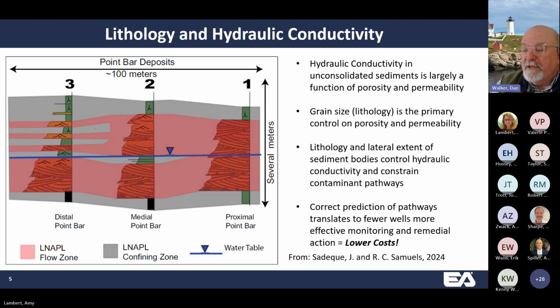So these coarser grained intervals, these transmissive zones, are not randomly distributed. They really represent the way that the sediment was deposited early on.